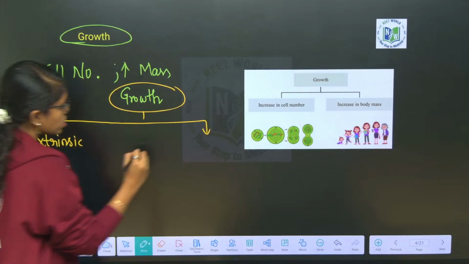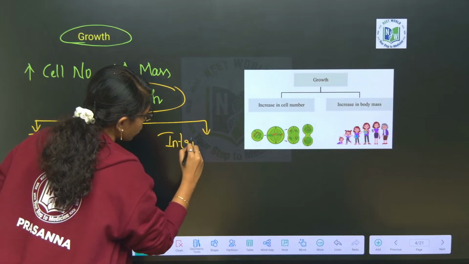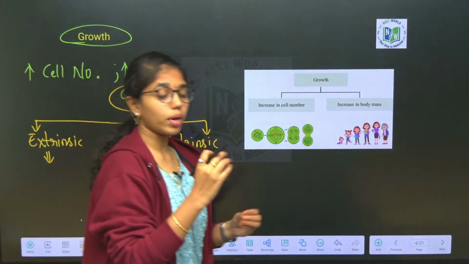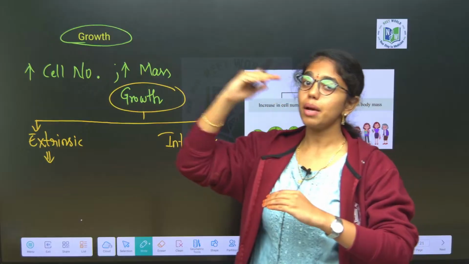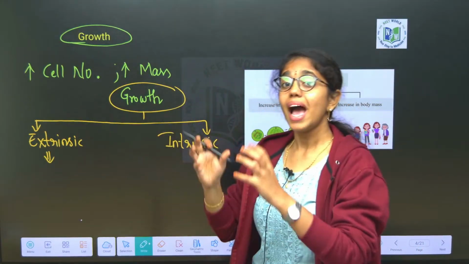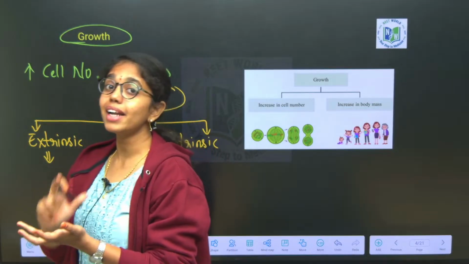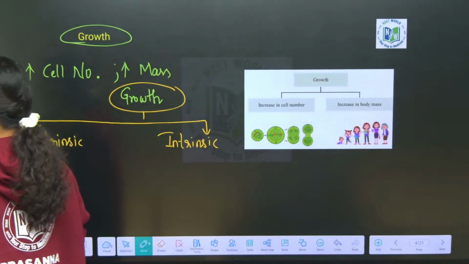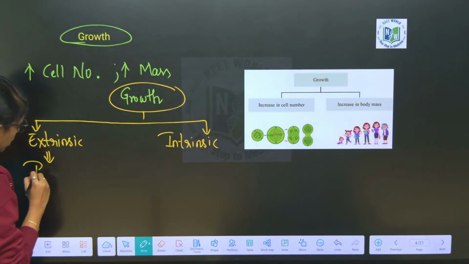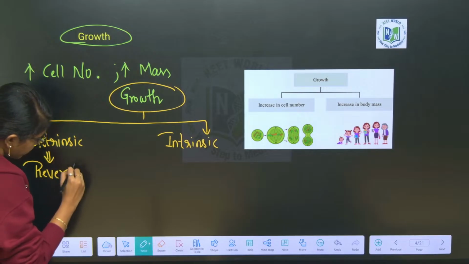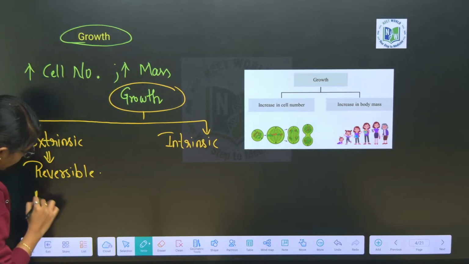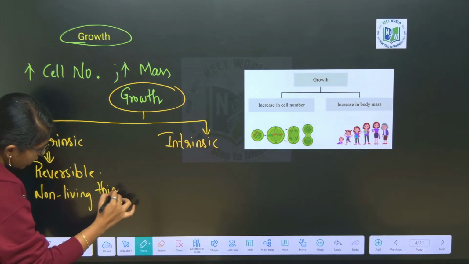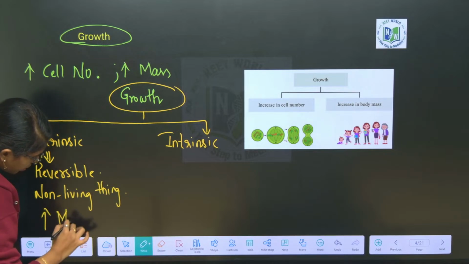Extrinsic growth, if you see, is increase in the body or increase in the mass, and extrinsic growth is seen in the non-living components. This growth is reversible. It is seen in non-living things where only increase in mass is observed.